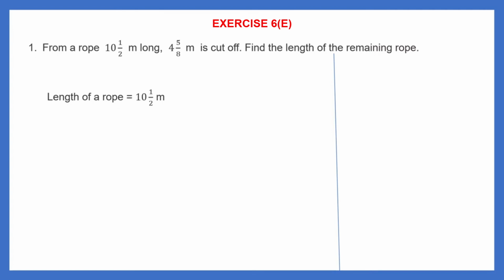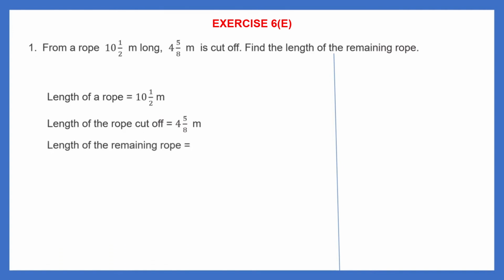Let's read the second part. From this, 4 5 by 8 meters is cut off. So second statement, length of the rope cut off. Now we need to find the length of the remaining rope. So I want you to imagine there is a rope which is about 10 1 by 2 meters long. From that, a small portion is cut off. So to find the length of the remaining rope, we have to subtract.